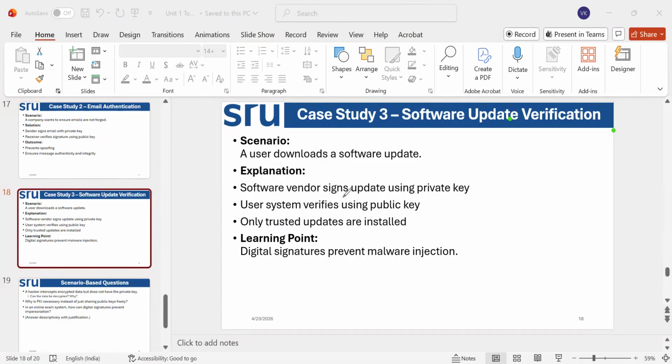Software update verification means the user downloads a software update. Software vendors sign the update using a private key. The user's system verifies it using the public key, and only verified updates are installed. Learning points.